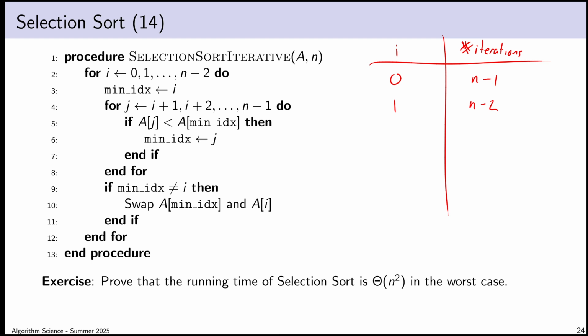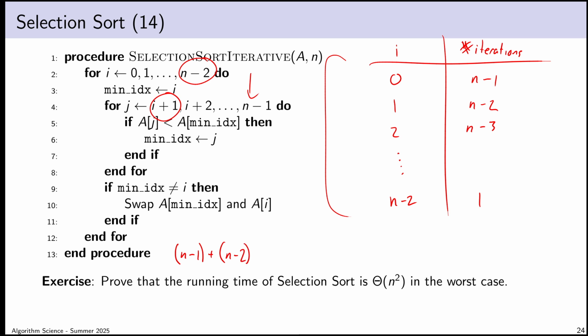Now you see where I'm going with this? When i is equal to 2, there are n minus 3 iterations. And then I get down to when i is equal to n minus 2: I start j at n minus 1 and go to n minus 1, so there's only one iteration. And this reminds me of something that just keeps coming back up in this course. You recall back in lecture 2, I brought up how important this identity was, and I hope by now you understand that I really wasn't kidding about that.